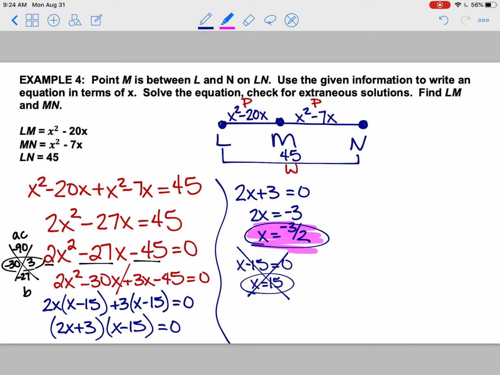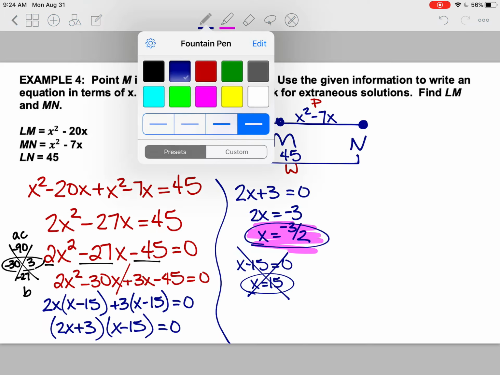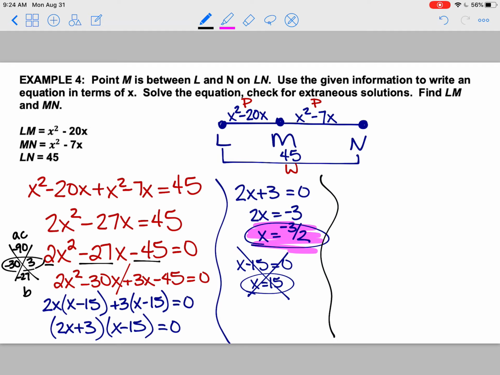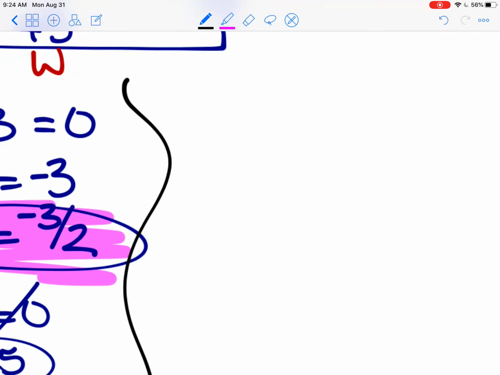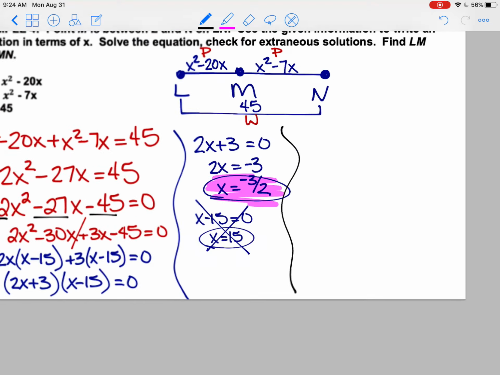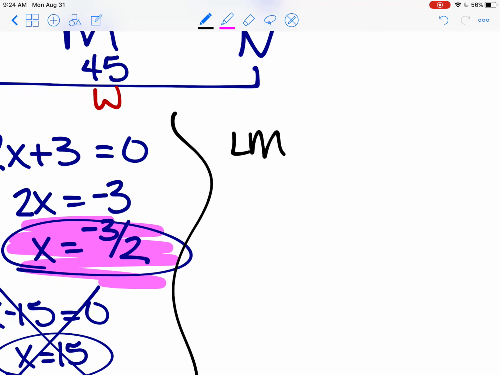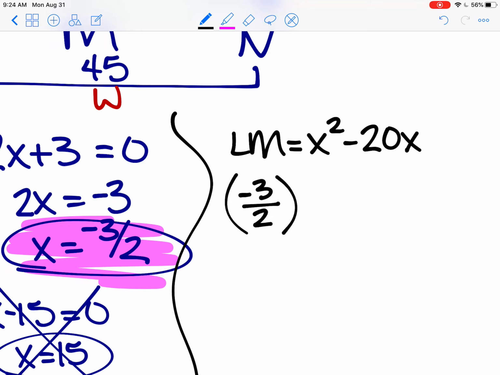Now we have to take that and plug it in and see actually what is the length of LM and what is the length of MN. So let's go over here and let's plug that in. We have x squared, which one is it? LM equals x squared minus 20x. We're going to take that negative 3/2 and we're going to substitute it in. So negative 3/2 squared minus 20x. Whoops, not x. We now know what x is.